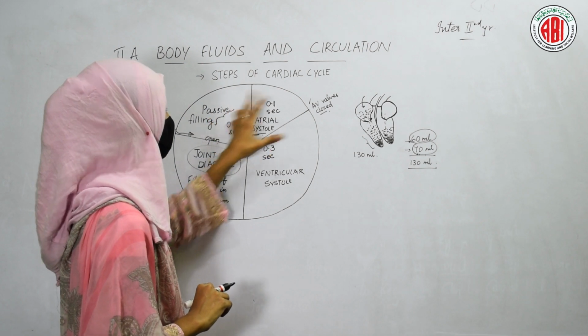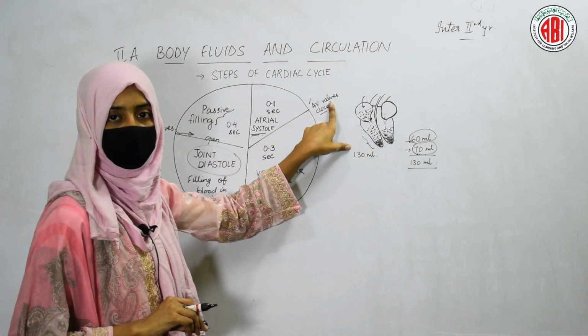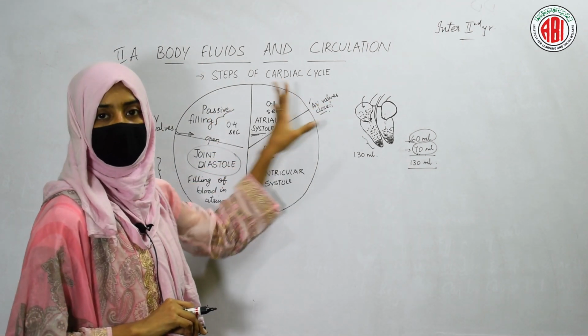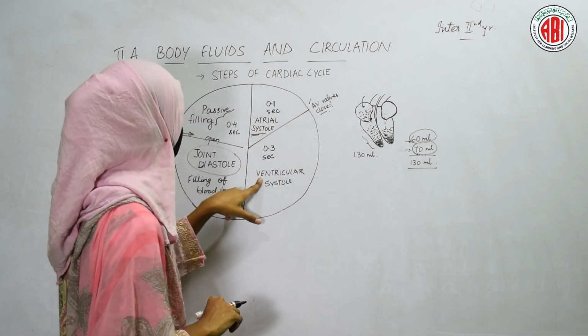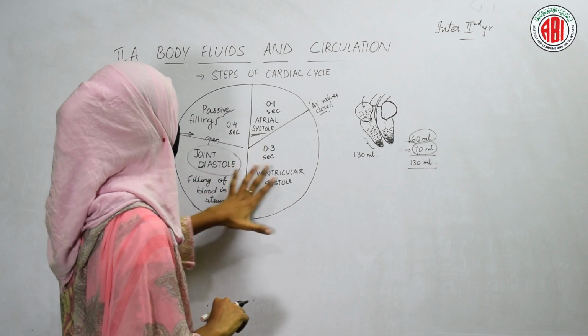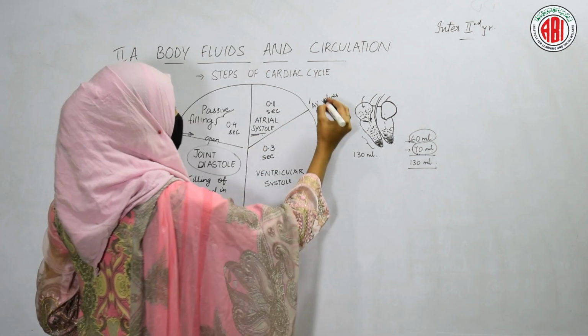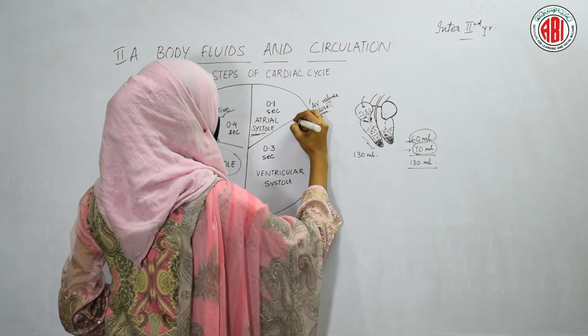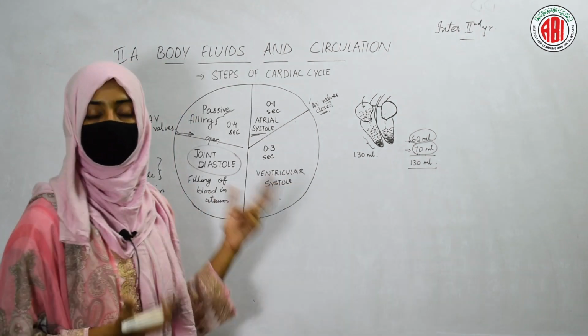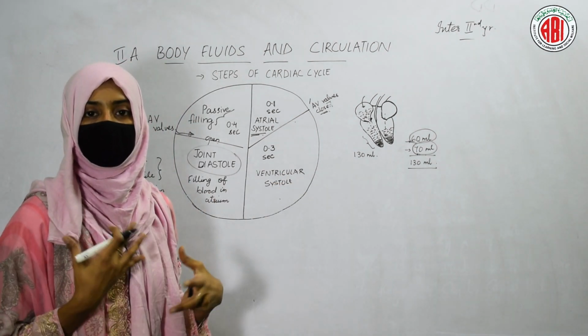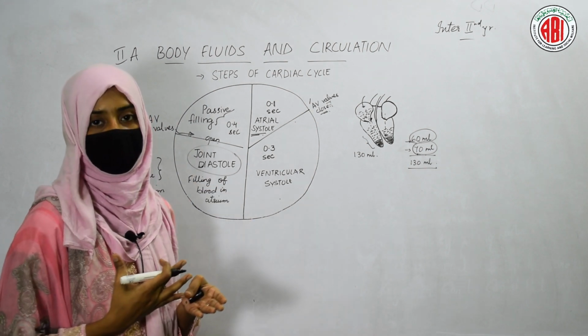After the atrial systole, these atrioventricular valves get closed and then the ventricular contraction starts. The contraction of the ventricle is called ventricular systole. Within this 0.3 second, what happens? As soon as the AV valves get closed, the blood which is present in the ventricle needs to move somewhere. So the blood which is present in the ventricle starts moving towards the arteries.